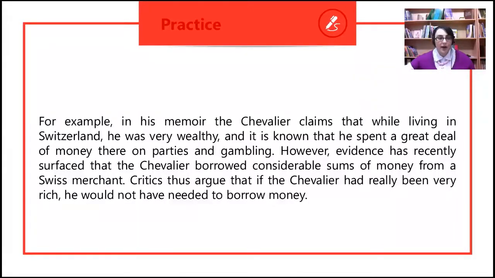Now let's go to the body. For example, in his memoir, the Chevalier claims that while living in Switzerland, he was very wealthy, and it is known that he spent a great deal of money there on parties and gambling. However, evidence has recently surfaced that Chevalier borrowed considerable sums of money from a Swiss merchant. Critics thus argue that if the Chevalier had really been very rich, he would not have needed to borrow money.